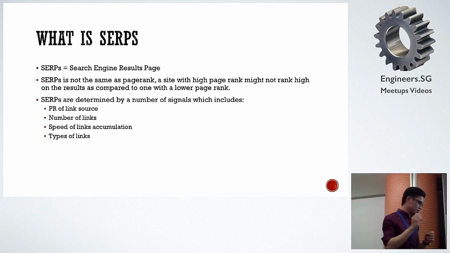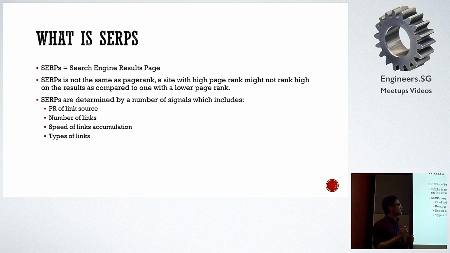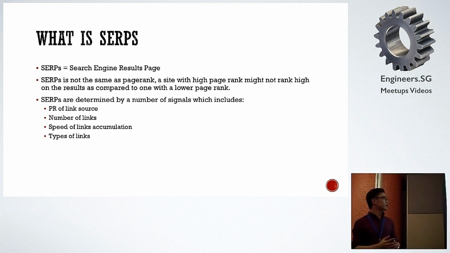Okay, so what's SERPs? SERPs is basically search engine result pages, which is what you saw just now in your results pages. So it's not the same as PageRank, but PageRank is basically you getting more quality links, getting more links, and getting more people to endorse you. But that does not translate into actually ranking in the search engines, because there are also other factors that matter on why you rank and not someone else. Okay, so there are various signals, but what I can share today will be a few things.